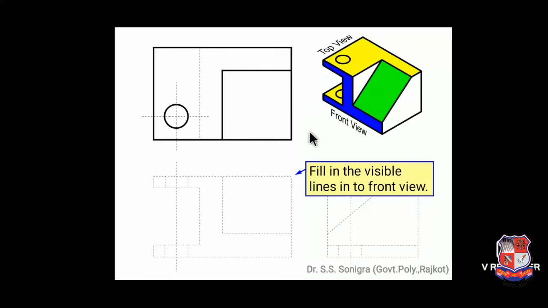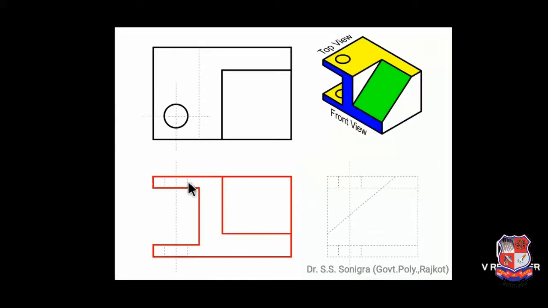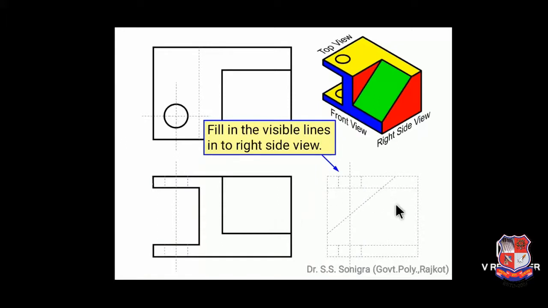If you're looking from front side, these lines are visible, right? This green plane will be visible over here. So this is the front view of this object. Now fill the visible lines into the right side view. See, if you look from right side, the shape will appear like this.